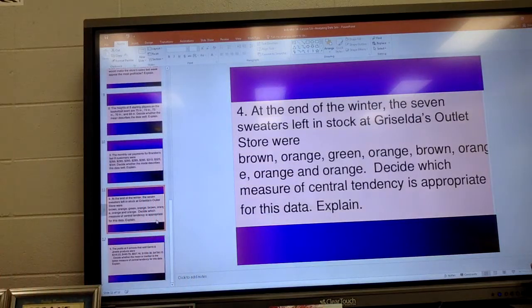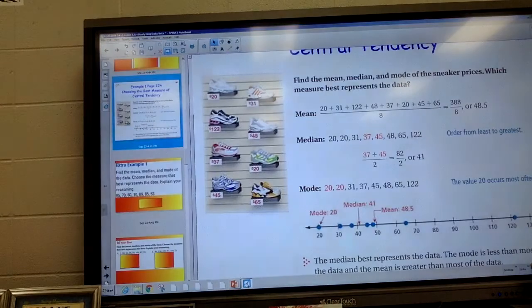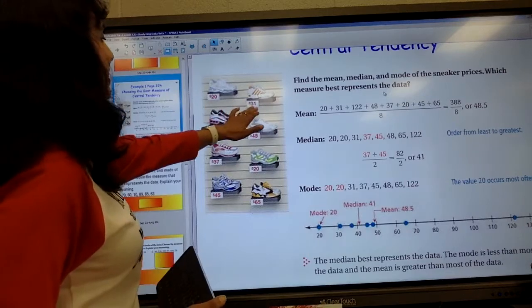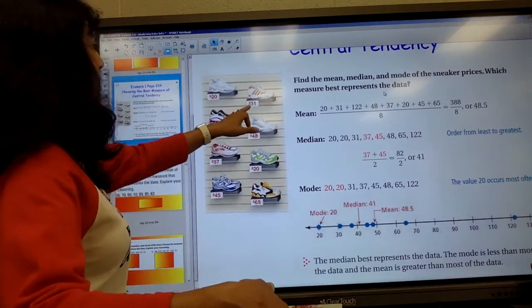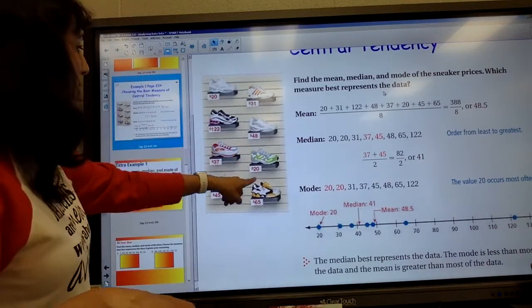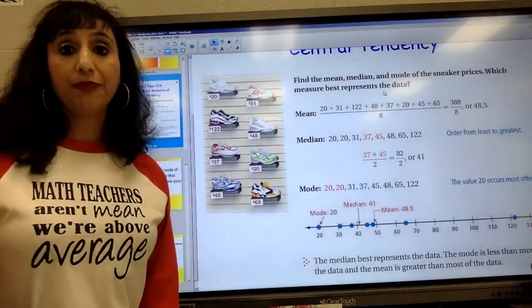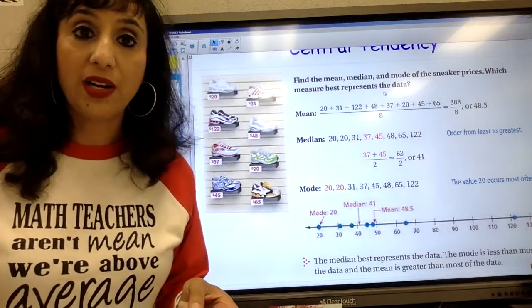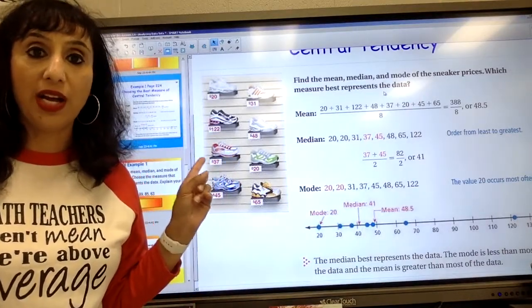Okay, so let's do a problem where I am going to show you this. And I'm not even going to ask you to calculate mean, median, mode, and all that kind of stuff right now because you can already see what that is. You've already done mean, median, mode. But look at this. You have the sneaker prices. You have $20, $31, $122, $45, $37, $20, $45, $65. So, what would be the best measure? Now we can see there is an outlier. That $122 is an outlier.